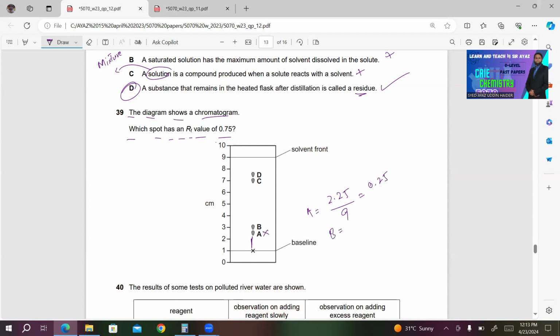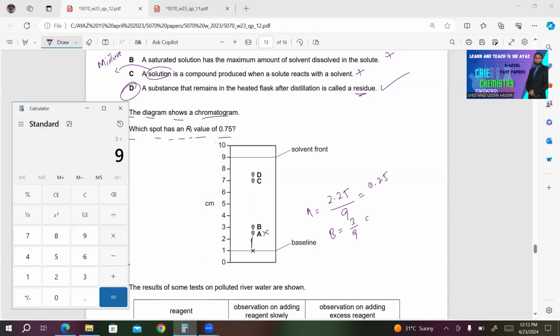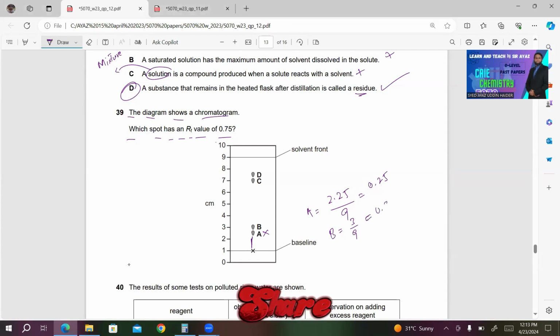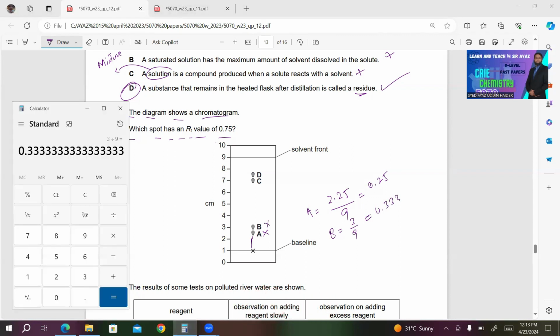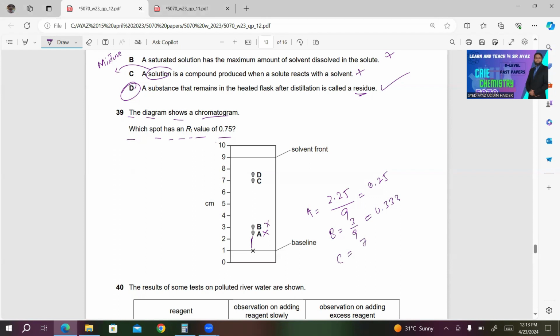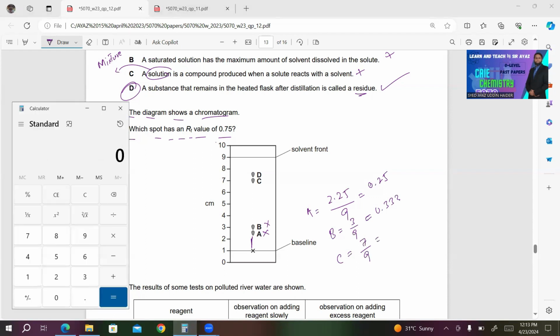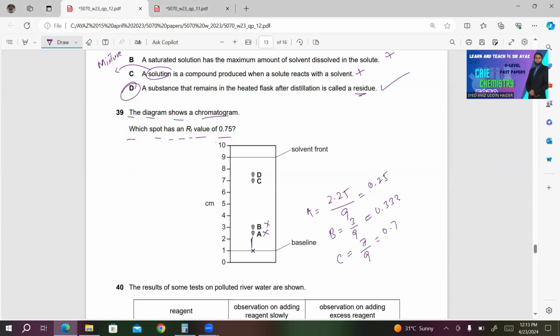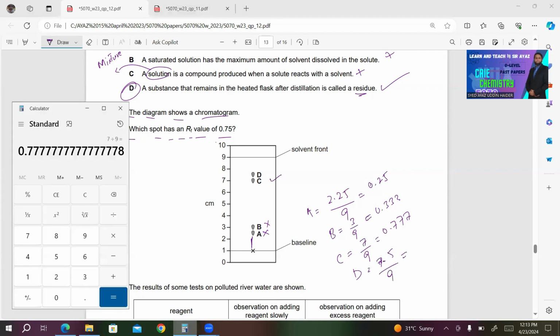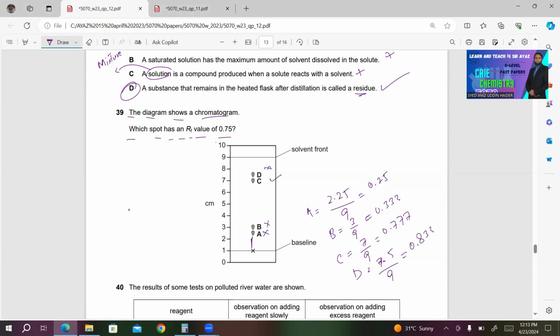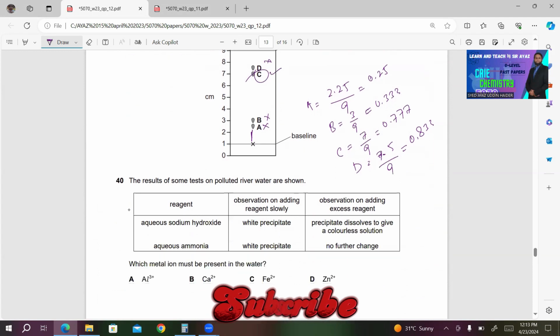What about B? B is 3 divided by 9. You divide 3 by 9, what will you get? 0.33. So this is also incorrect. What about C? C is 7 divided by 9, which gives 0.77. This looks correct to me. What about D? D is 7.5 divided by 9, which gives 0.83. So C must be the right answer in this case.